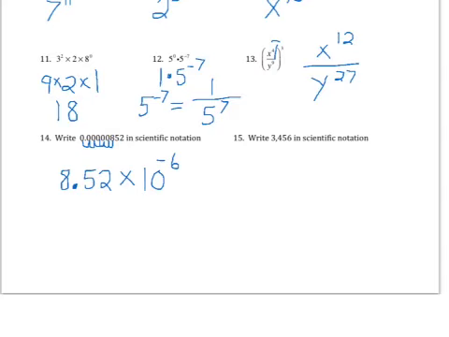For number 15, we want to write 3,456 in scientific notation. So we want to imagine that there's a decimal point that we can't see in the back of this number. So again, we need to make this number in between 1 and 10. So we're going to move the decimal point over 1, 2, 3 times to give us 3.456 times 10. And since we moved the decimal place over 3 times, 10 to the 3rd.